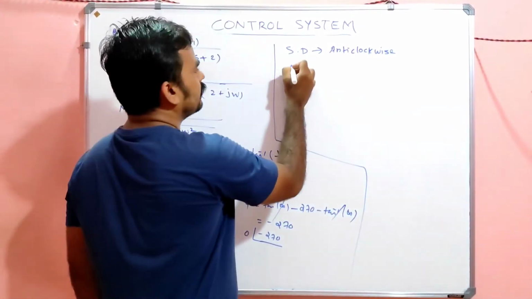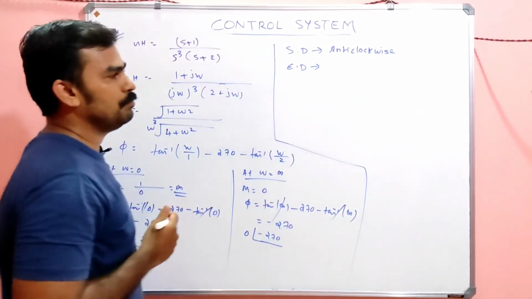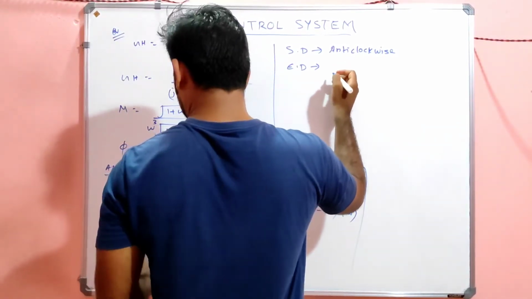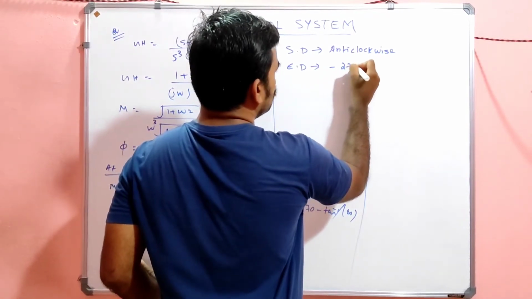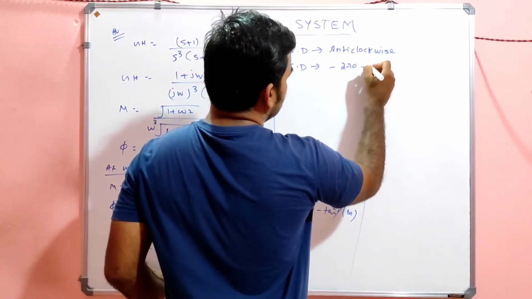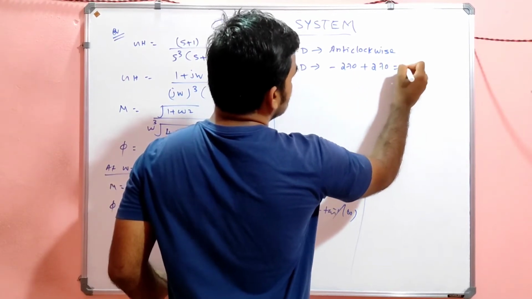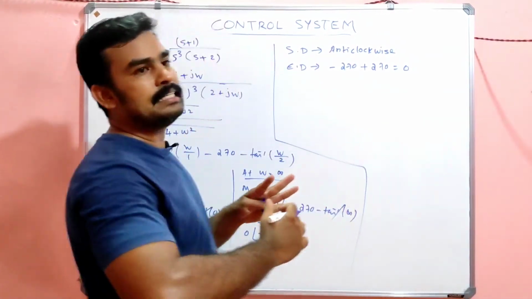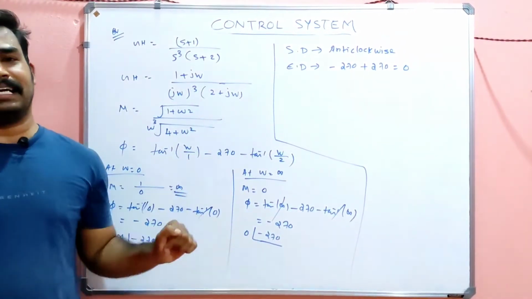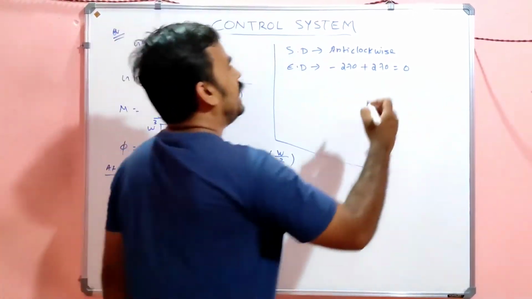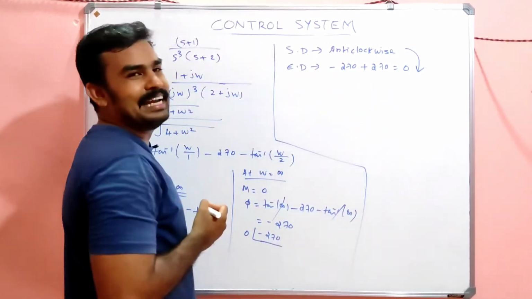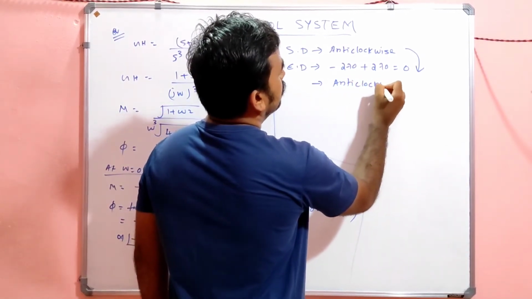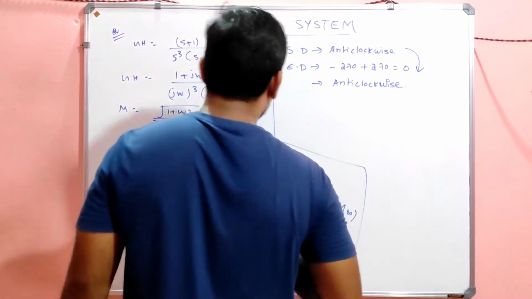And what about the ending direction, my dears? The ending direction is the angle at omega equal to 0 minus the angle at omega equal to infinity. The angle at omega equal to 0 is minus 270, minus the angle at infinity, minus 270, which is 0. If the ending direction angle is 0, neither positive nor negative, then the same starting direction is considered for the ending direction, which means the ending direction will again be anti-clockwise.